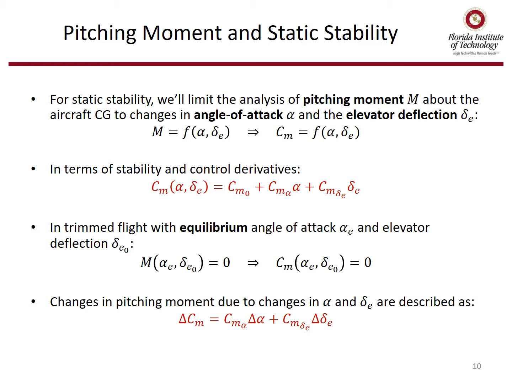Now when we trim the aircraft, hands off, there's going to be a certain angle of attack and a certain elevator that got us to the trim condition. But in trimmed flight, the pitching moment is 0, and the coefficient for pitching moment, Cm, is also going to be 0. Now we're trimmed, and we want to analyze the motion of the aircraft due to a disturbance or a change in some variable. So the bottom equation is a change in pitching moment due to a change in angle of attack or a change in elevator deflection.